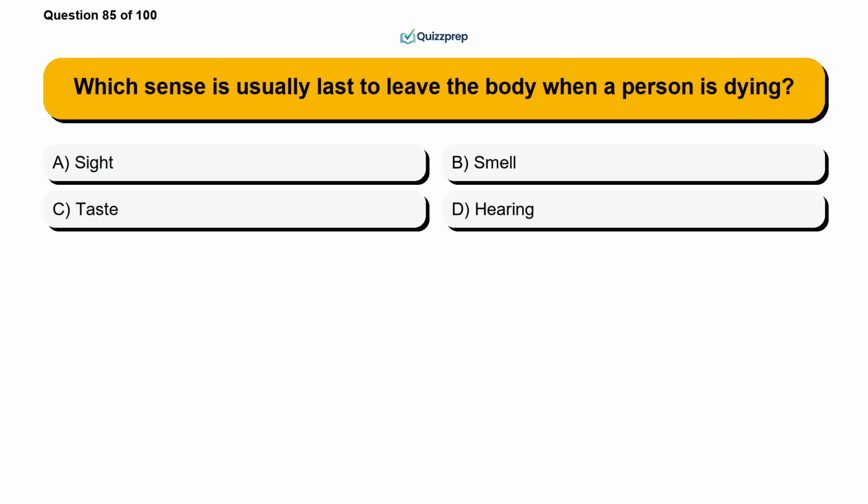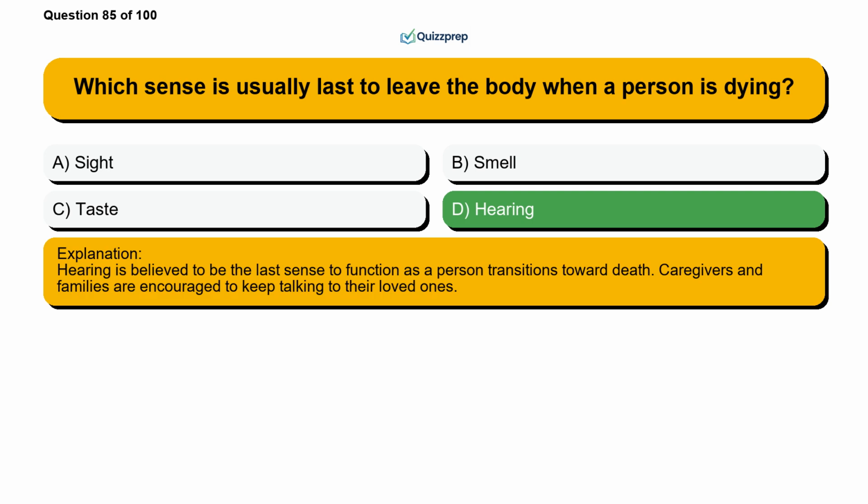Question 85. Which sense is usually last to leave the body when a person is dying? Option A, sight. Option B, smell. Option C, taste. Option D, hearing. The correct answer is option D, hearing. Hearing is believed to be the last sense to function as a person transitions toward death. Caregivers and families are encouraged to keep talking to their loved ones.